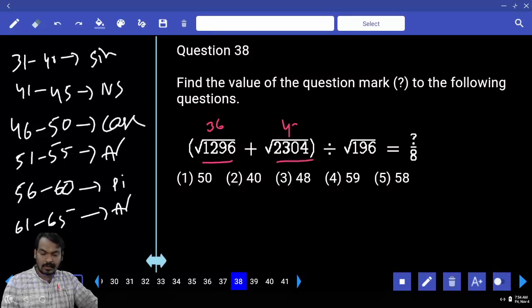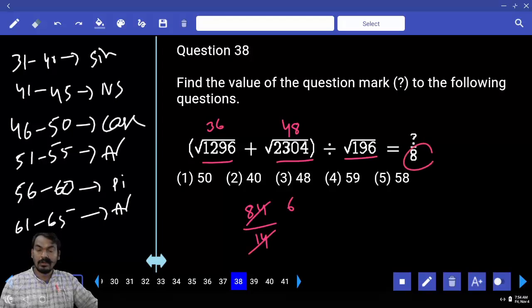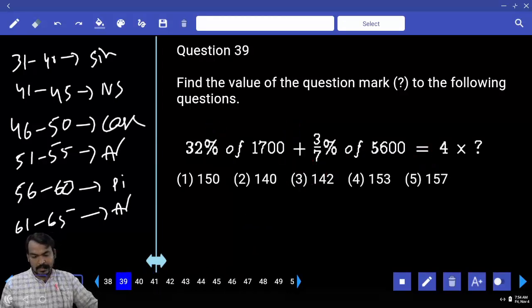Next 38. First priority bracket value, 1296 means 36. 2304, 48. Both are adding, 36 plus 48, 84. Divide by square root of 196, 1400. Almost 6 times. 6 into 8, how much? 48.